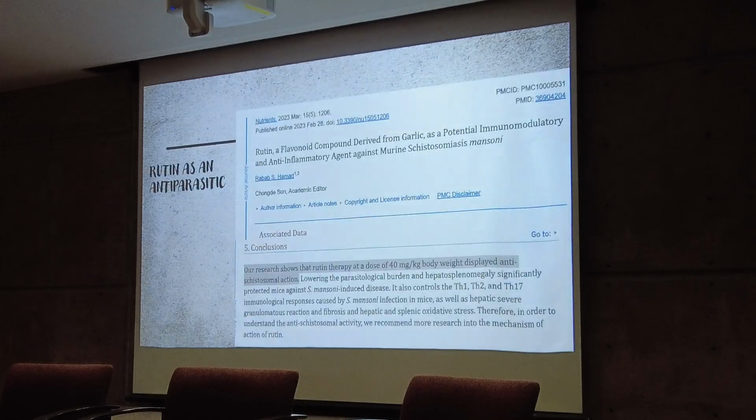And then also, how about rutin? Rutin we often use for sciatica and for issues with nerve pain and nerve injury. It's a citrus bioflavonoid, and here it is talking about its antiparasitic use.